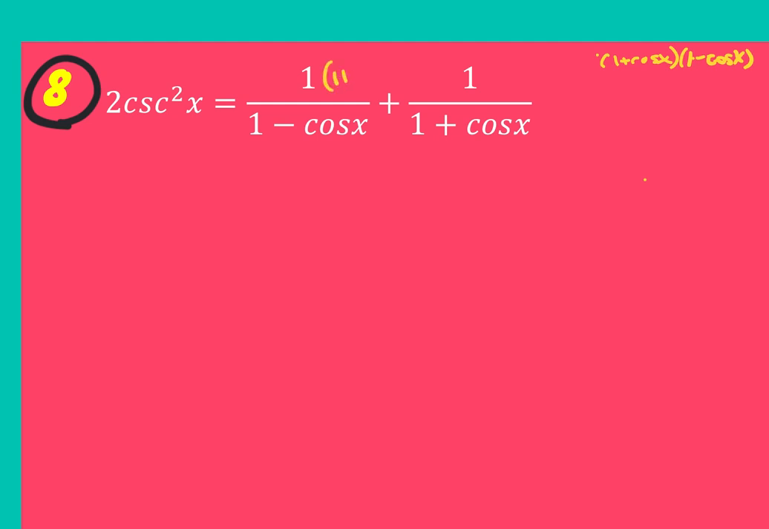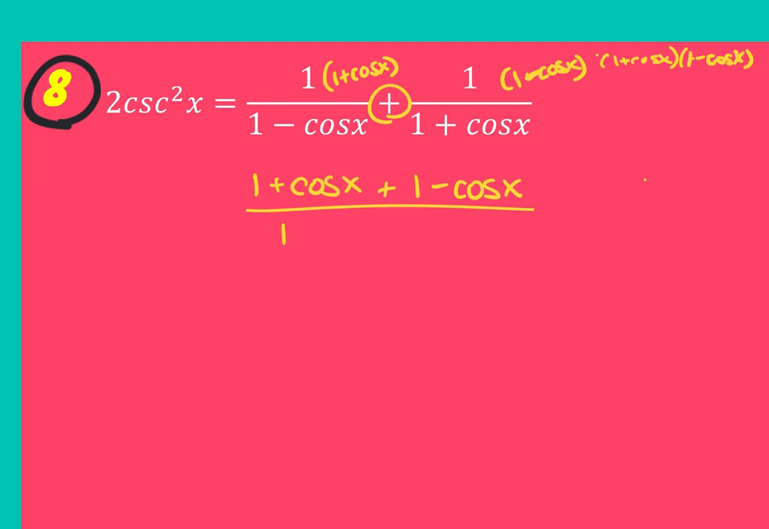So this first one's going to get the 1 plus cosine x, and the second one's going to get the 1 minus cosine x. So I get 1 times 1 plus cosine x, or 1 plus cosine x, plus, which comes from the middle, 1 times 1 minus cosine x, over 1 plus cosine x and 1 minus cosine x. In my numerator, I'm going to combine my like terms. 1 plus 1 is 2, and positive cosine and negative cosine actually cancel out.